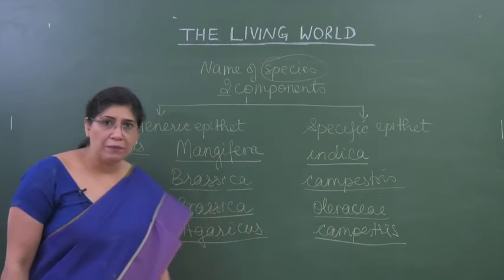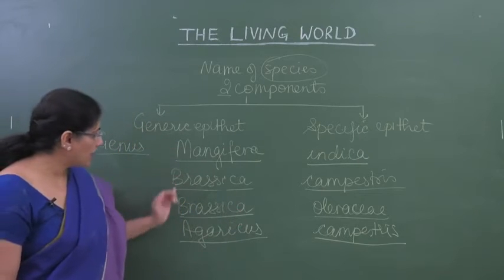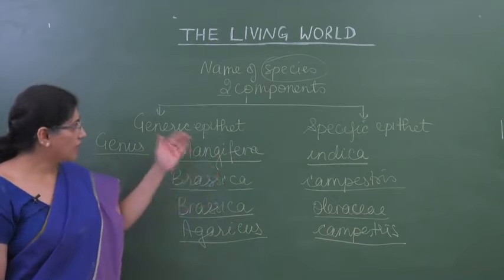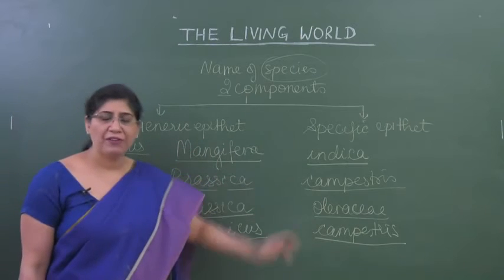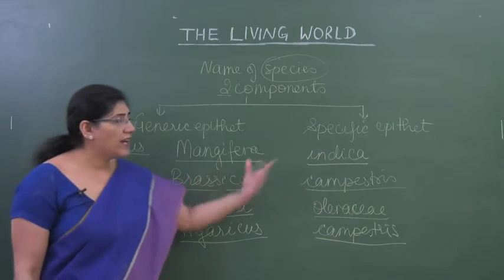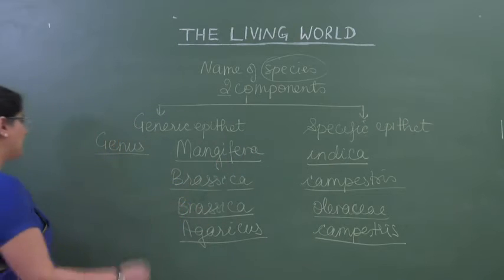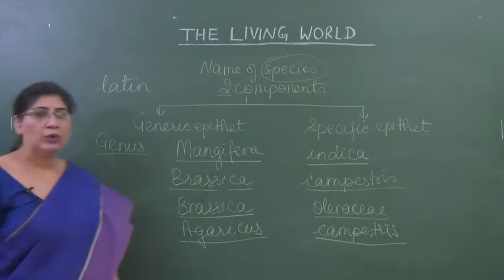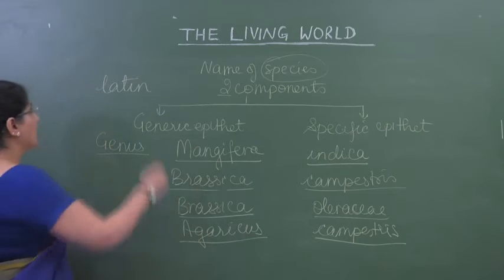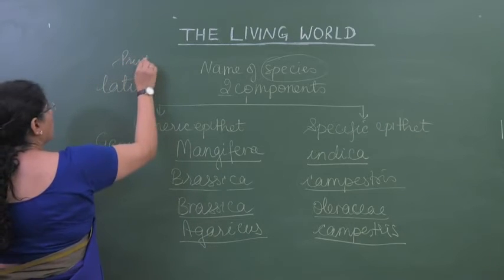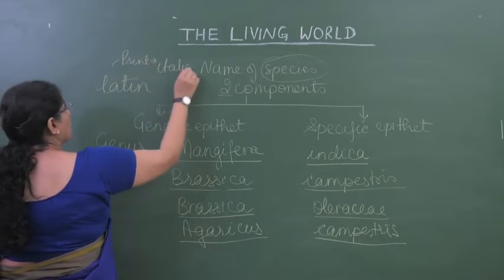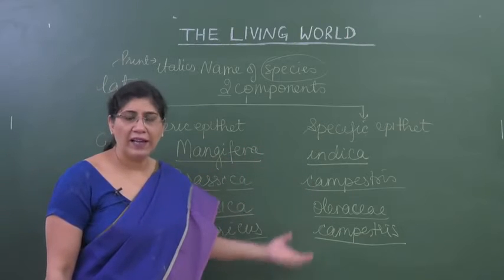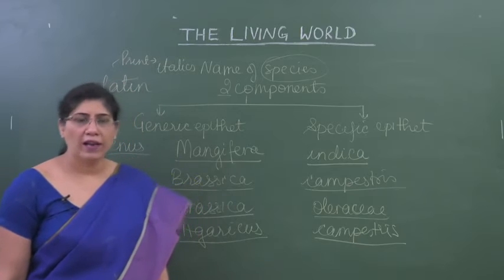Rest of the rules are pretty simple. Generic epithet starts with capital letter. Specific epithet starts with small letter. Generic epithet is written first followed by specific epithet. I have underlined them because they are taken from Latin. We derived the names from Latin. So in print they should be in italics. When we are writing in print, then they should be in italics. If we are handwriting it, writing it by our hand, then it should be underlined.